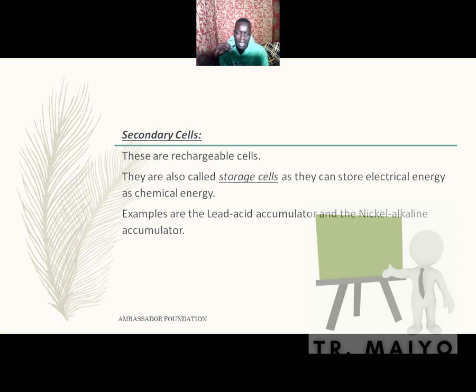Examples are the lead acid accumulator and the nickel alkaline accumulator. Actually, they are the same. What varies between the two is what is inside. That is the electrolyte. If the electrolyte is sulfuric acid, then we will call it lead acid accumulator. If it is potassium hydroxide, which is a base, then it will be the nickel alkaline accumulator.